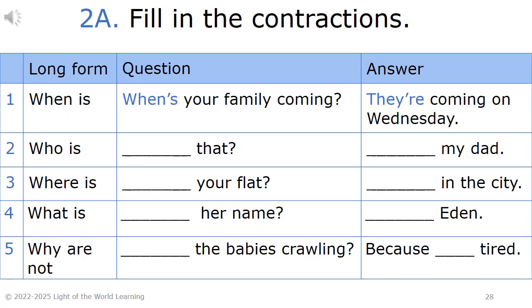2A. Fill in the contractions. Long form, question, answer. For example, 1. When is? When's your family coming? They're coming on Wednesday. 2. Who is that? My dad. 3. Where is? Your flat. In the city. 4. What is? Her name? Eden. 5. Why are not? The baby's crawling. Because tired.